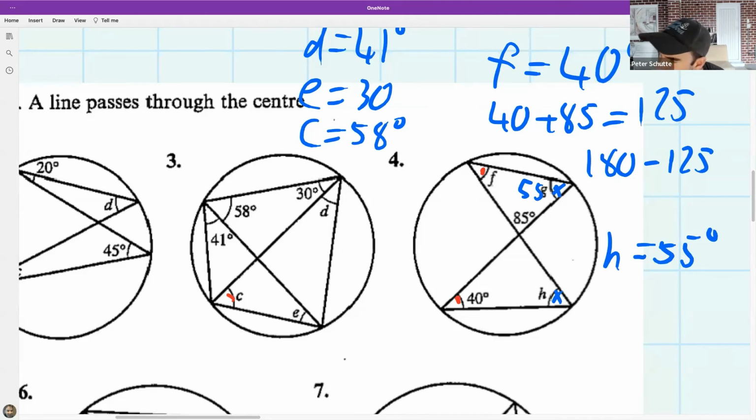I don't see a 49. Am I making a mistake here? Let's have a look. No, you're right. But I think also on the keyboard, the 9 is next to the 0. So I think it's just a typo.